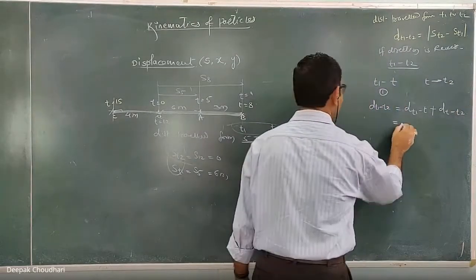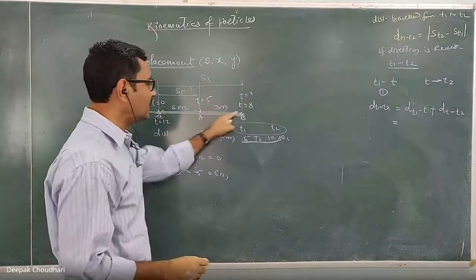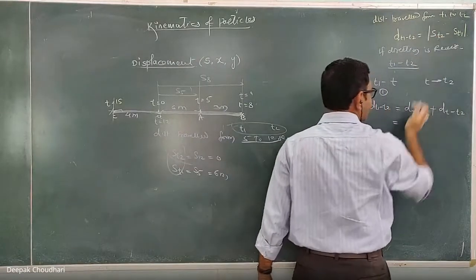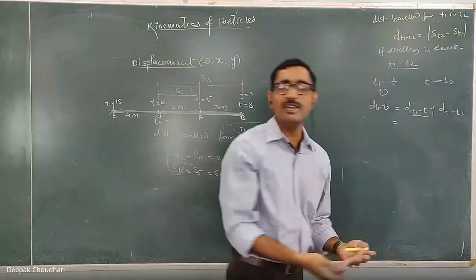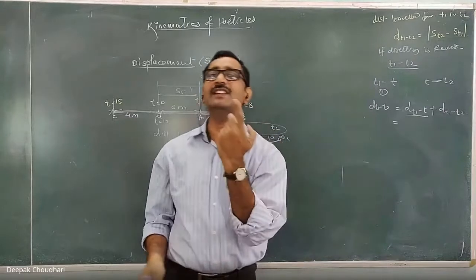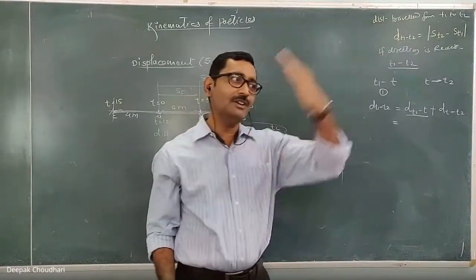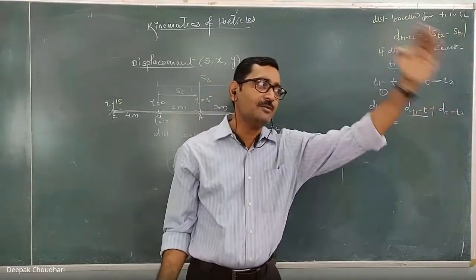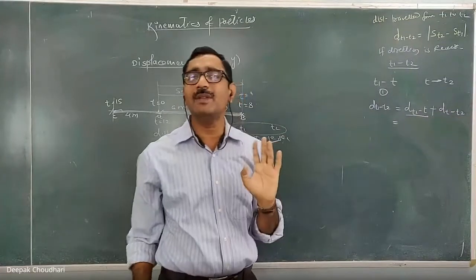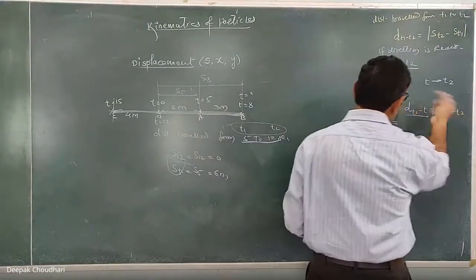Okay, and then this distance traveled by the particle from T1 to T, you can use this formula because from T1 to T the particle is moving in the same direction. At T it reverses its direction of motion. So from T1 to T, it is moving in the same direction, and from T to T2, it is moving in the same direction. So in this separate interval, you can use that same formula.